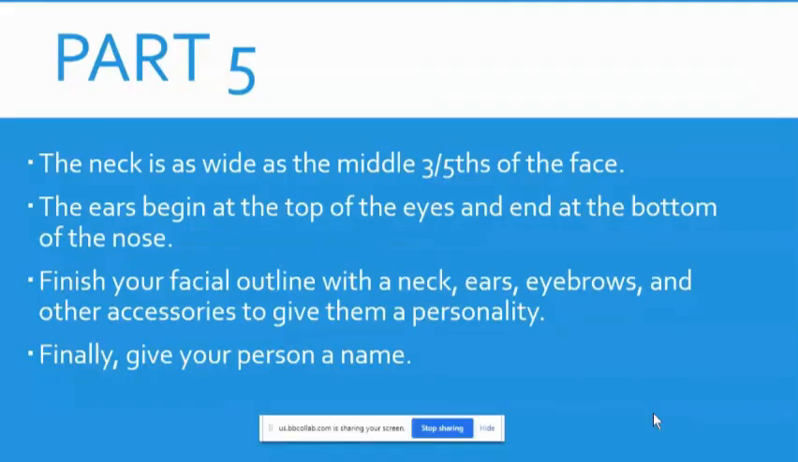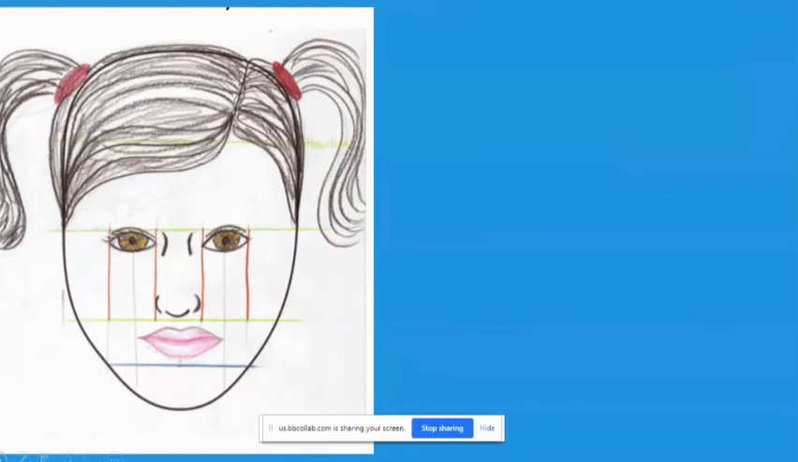Last but not least, the final part of the details. Your neck is as wide as the middle 3/5 of the face. The ears begin at the top of the eyes and end at the bottom of the nose. And your facial outline should have some neck, ears, eyebrows, any other accessories you would like, and a name. So here are some examples again to prove the sizes that I just explained to you.